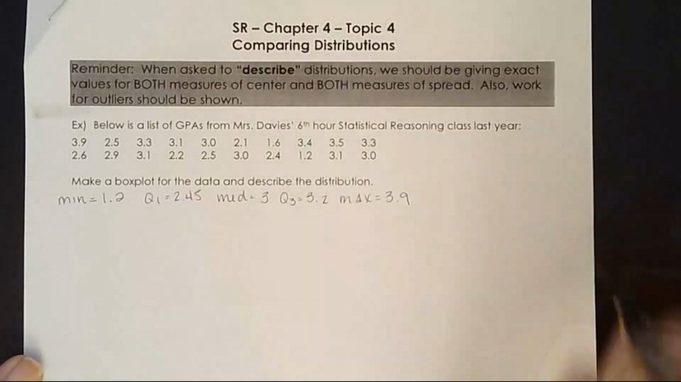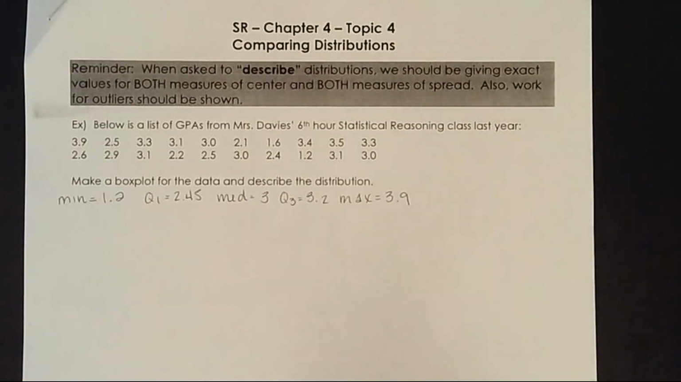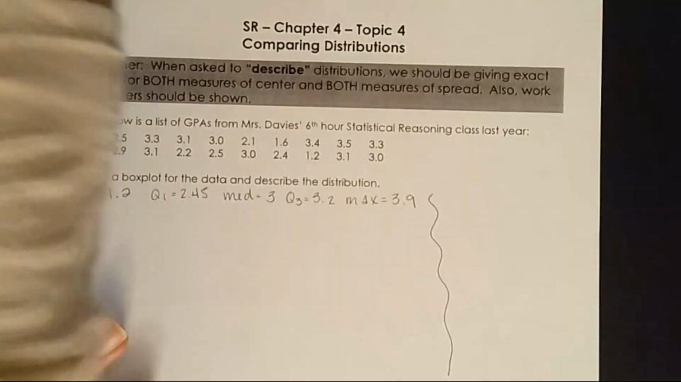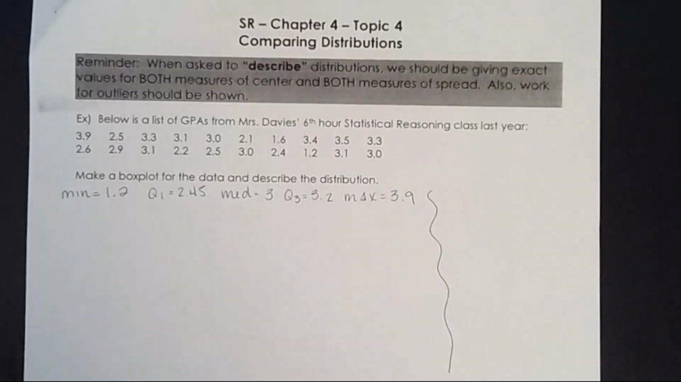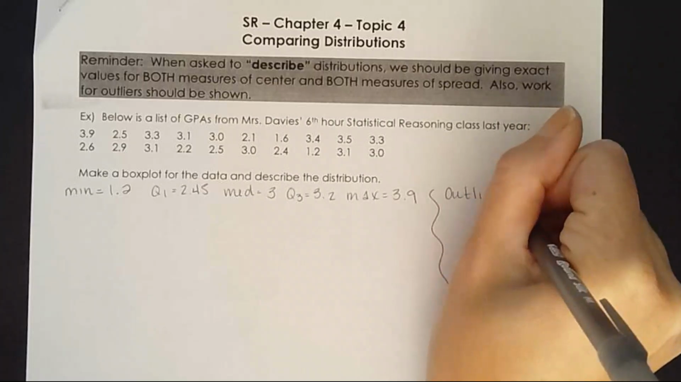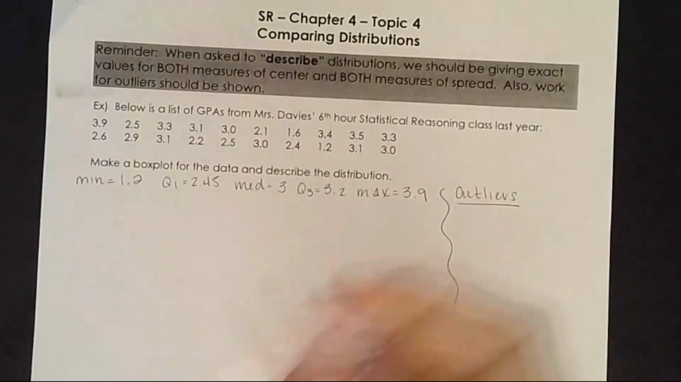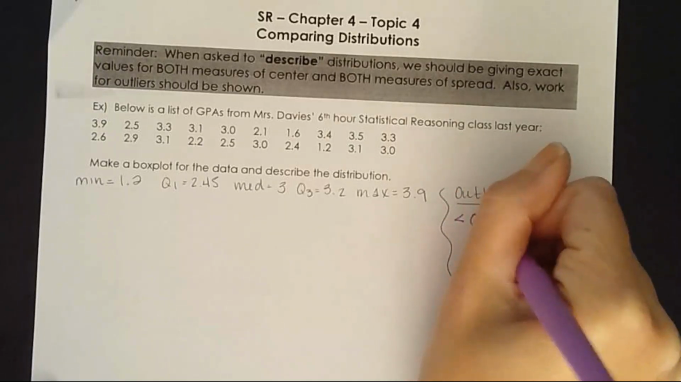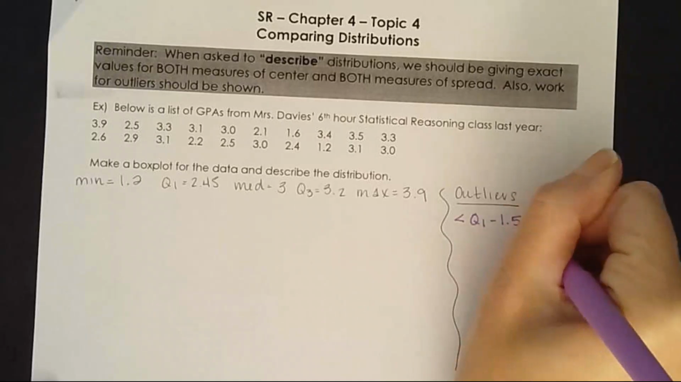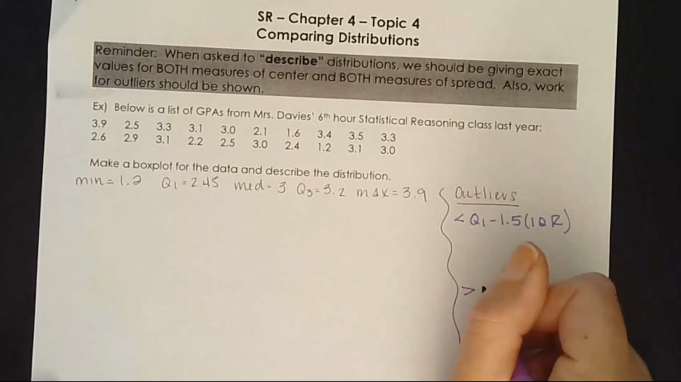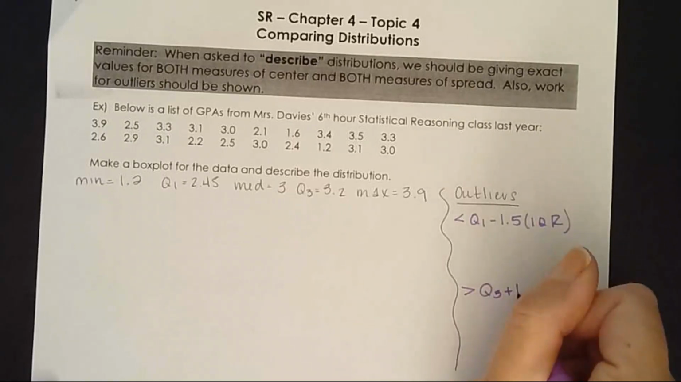Okay, now in order to make the box plot, you need to check for outliers. So let's do that off to the side. I'm going to rewrite my outlier formulas. Outliers in the lower direction are less than Q1 minus 1.5 times IQR. Outliers in the upper direction are greater than Q3 plus 1.5 times IQR.